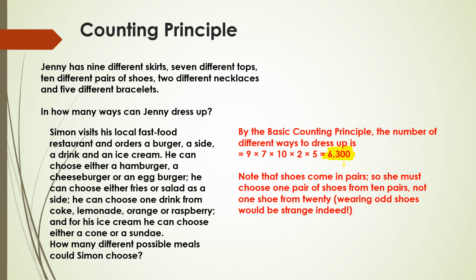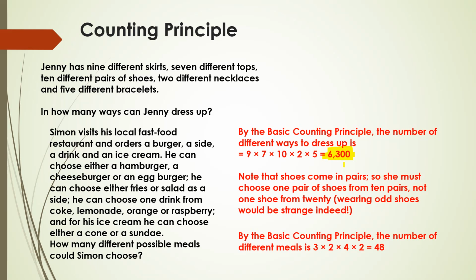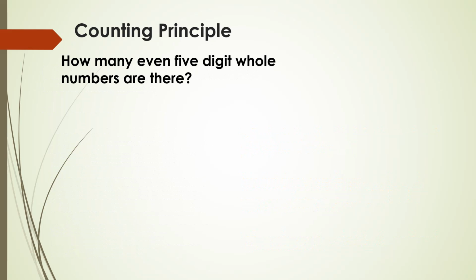Simon visits a local fast food restaurant and orders a burger, a side, a drink, and ice cream. He can choose either a hamburger, a cheeseburger, or egg burger, so there's 3 there. Either fries, salad, or a side dish, so there's 2 there. He can choose one drink from Coke, lemonade, orange, raspberry. And he has one ice cream that he can choose from either a cone or a sundae. Now, folks, again, by the basic principle of counting, there's 4 choices to be made. Choices are a little bit more limited here, so there's 48 in total.